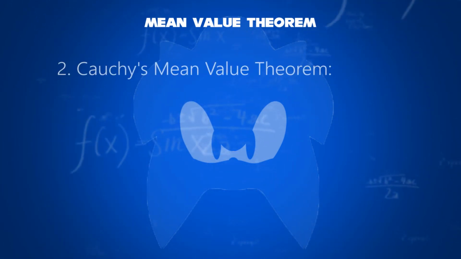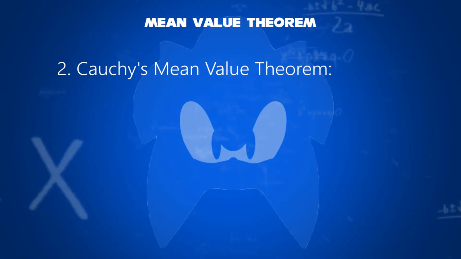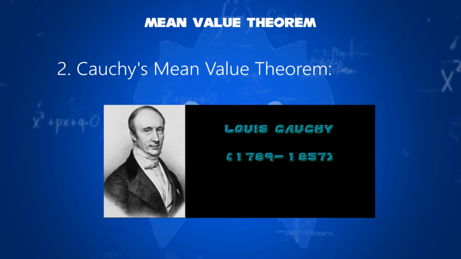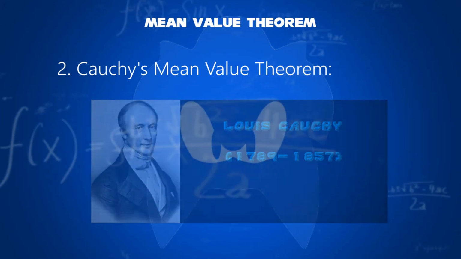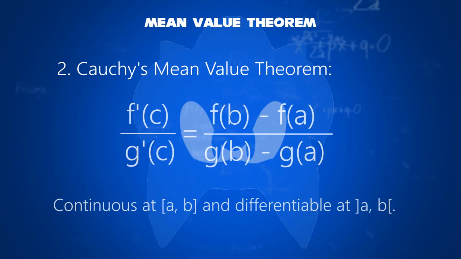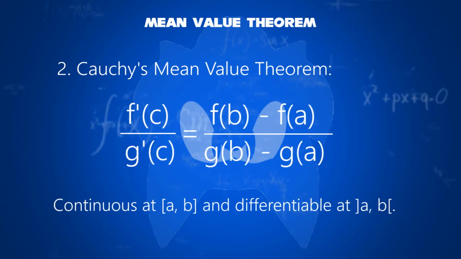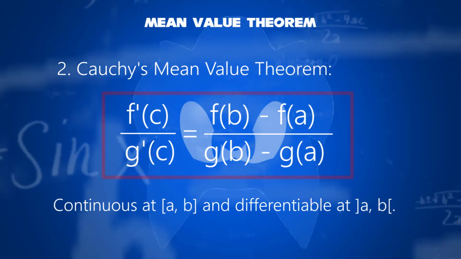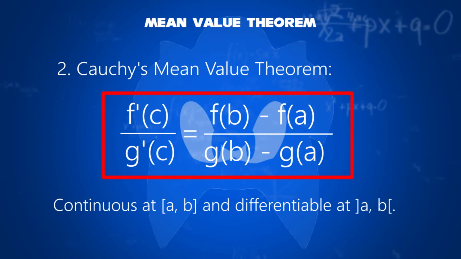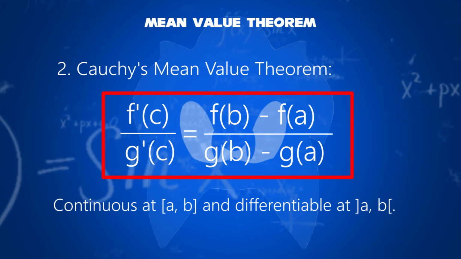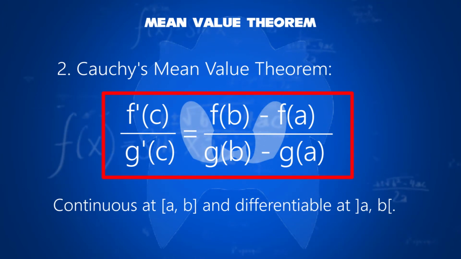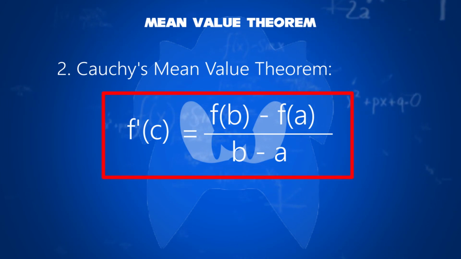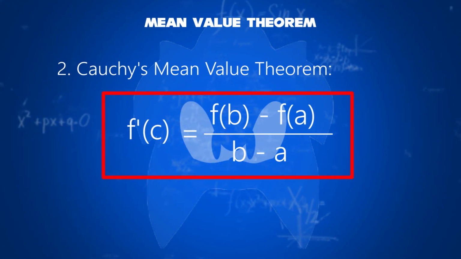On the other hand, we will talk about Cauchy's mean value theorem, also known as the extended mean value theorem, which comes from the French mathematician Louis Cauchy, proved in 1823. If functions f and g are both continuous on the closed interval a and b, and differentiable on the open interval a and b, then there exists some c belonging to a and b, such that derivative f of c divided by derivative g of c equals f of b minus f of a, divided by g of b minus g of a. Or in a simple application, we write derivative f of c equals f of b minus f of a, divided by b minus a.